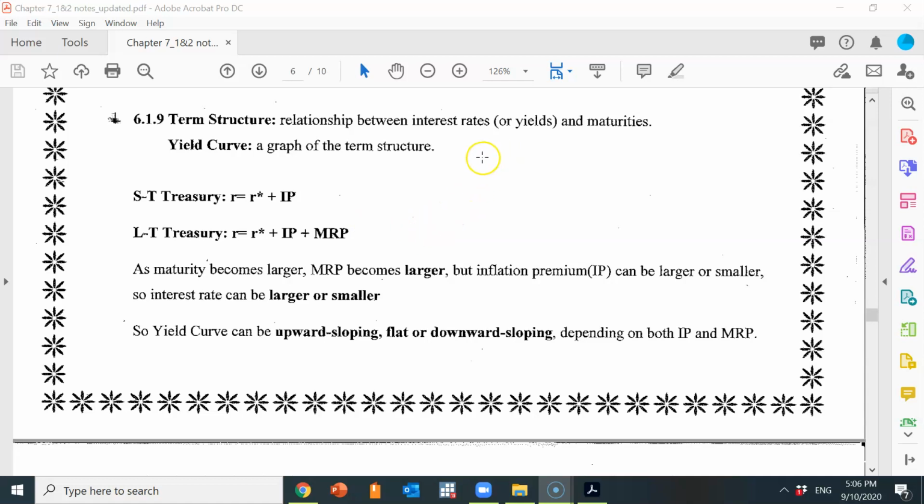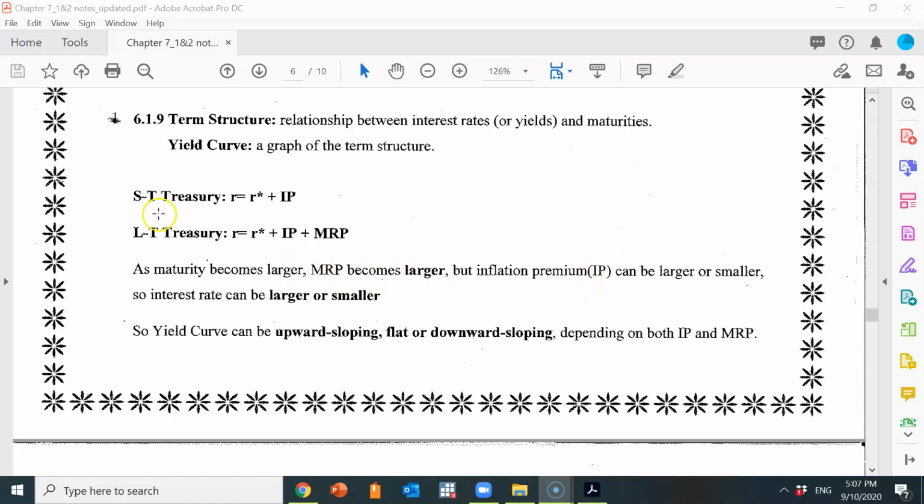Okay, so if you draw the yield curve, you will see that the X-axis is maturities, the term of the bond, the maturity of the bond, and Y will be R, the interest rate. It's the relation between R and T. R is Y on the graph, and T is on the X-axis.